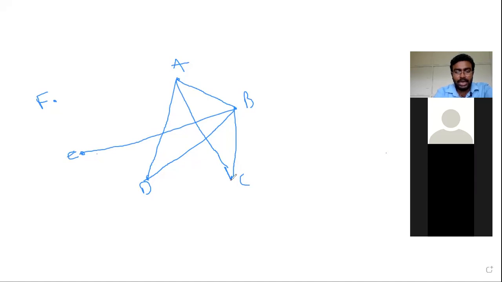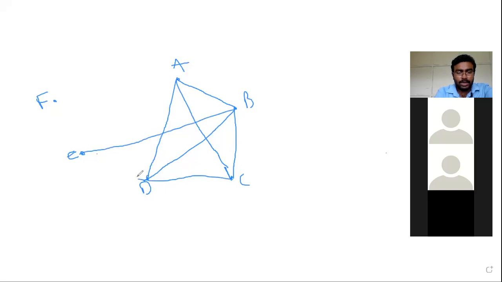Let us go for C. Can I join C and D? Yes, sir. Then CE. Not compatible, no, sir. Then CF. Yes, sir. C is also over, students. Let us go for D. DE. No, sir. DF. No, sir. Then EF. Yes, sir.